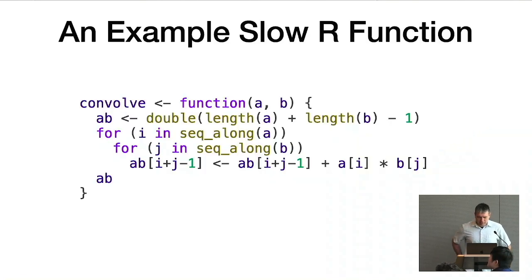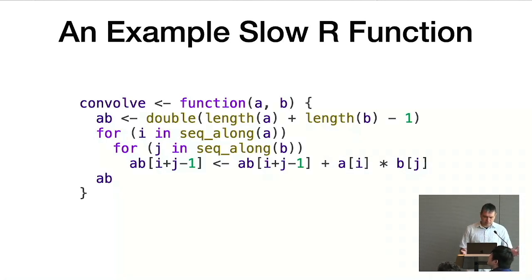So to kick things off, I want to start with an example of a slow function, and I'm going to use convolve here. Convolve is a nice example because, well, it fits on one slide. It's a small function. It, I imagine, is an operation many of you are familiar with. It also has two nesting for loops and an in-place modification of an array. So these are things that typically make for a slow R function.